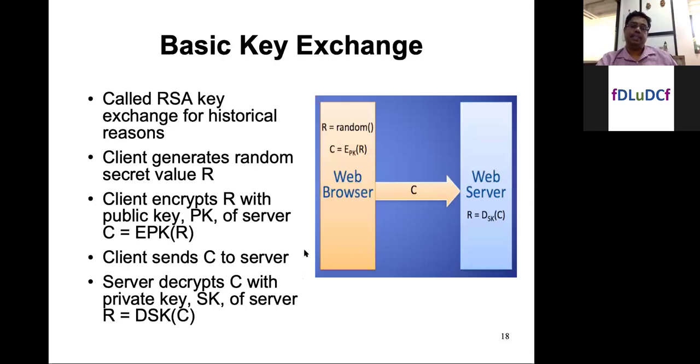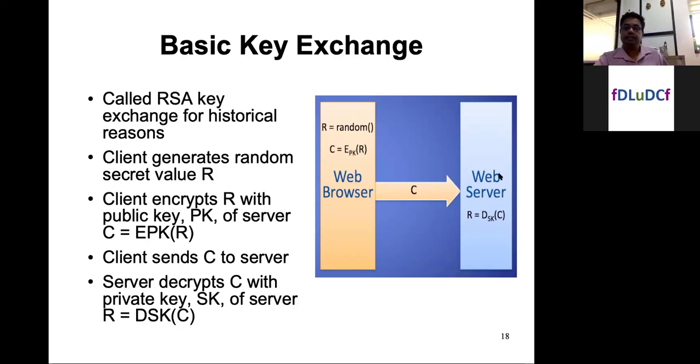The RSA-based key exchange is very simple. After the web browser receives the public key of the web server, the web browser generates a random number. That random number is called R. This random number R will be encrypted using the public key. Who sent the public key? The web server sent the public key, in which format? X509 public key certificate format. After the browser receives that public key, it generates a random number R and encrypts it using the public key received. Then the browser sends this encrypted result, the ciphertext called C, to the web server. When the web server receives that encrypted random number, the web server can decrypt it.